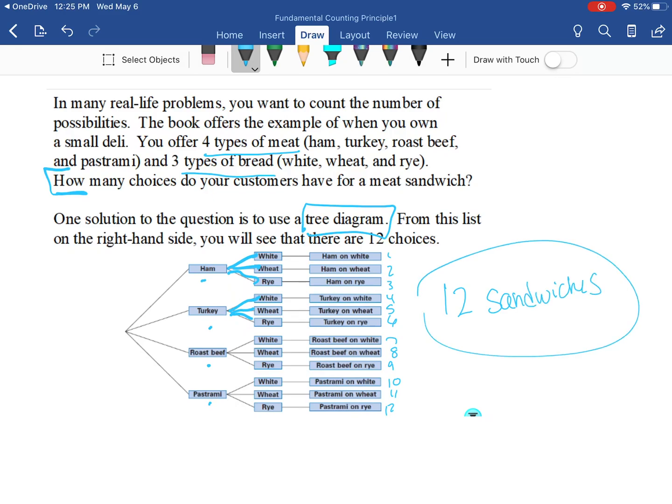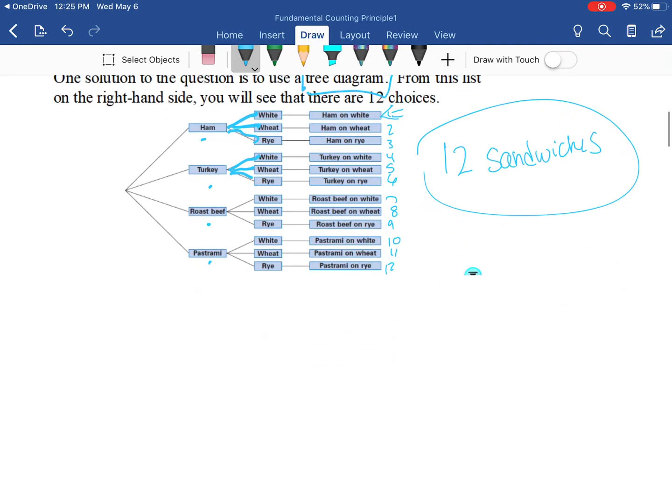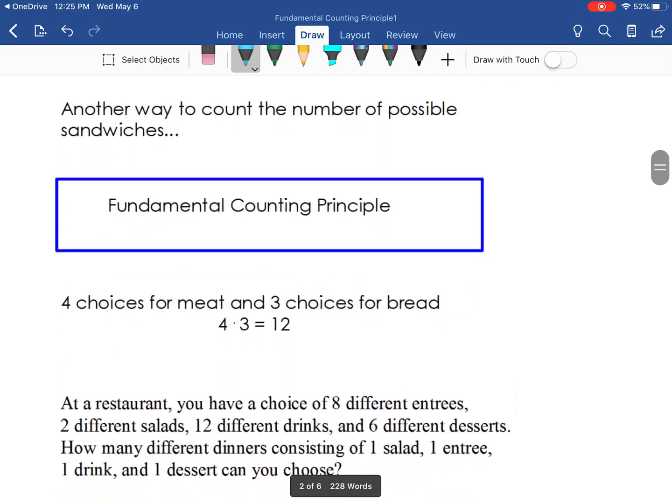Imagine how many more options we'd have if we added in like 4 different types of cheese, right? Each of these would have to branch off 4 times. So the tree diagram is really cool because it shows you visually all the different options for our deli. But if we added something in like 2 different types of lettuce, or 4 different types of cheese, or whatever it might be, the tree diagram is going to become pretty time consuming pretty quickly because of the number of options. So we want a shortcut.